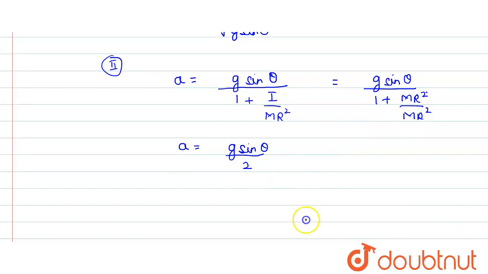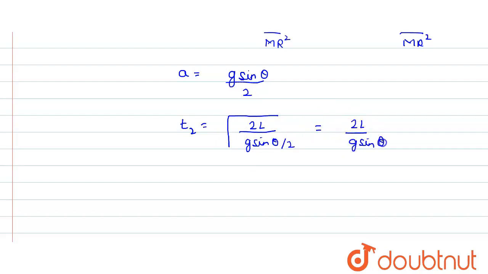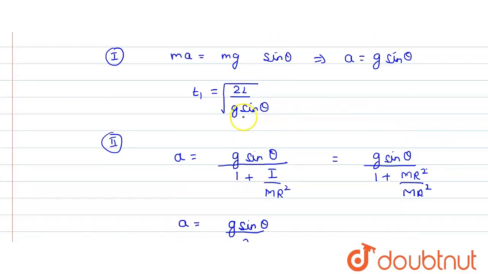So what would be the time? t2 would be the square root of 2L divided by this acceleration, which is g sine theta divided by 2. Or we can say it would be the square root of 2L divided by g sine theta, and this 2 would be in the numerator. So it is not theta by 2, but the whole thing multiplied by this factor root 2. Now the square root of 2L divided by g sine theta is equal to t1.